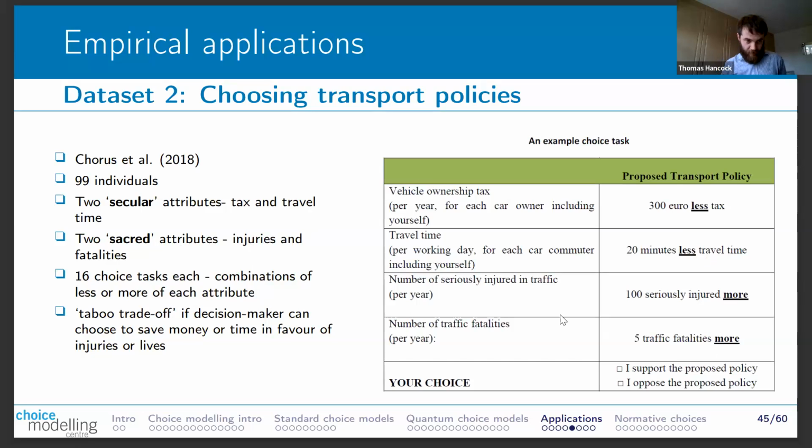Our colleagues in the Netherlands, who did this study in the first place, came up with what they call a taboo trade-off, if the decision maker can choose to save money or time in favor of causing more injuries or deaths. So, for example, this here is a taboo trade-off. If someone choosing to make this decision is basically saying they value their own money savings and time savings over the fact that other people might be injured or killed.